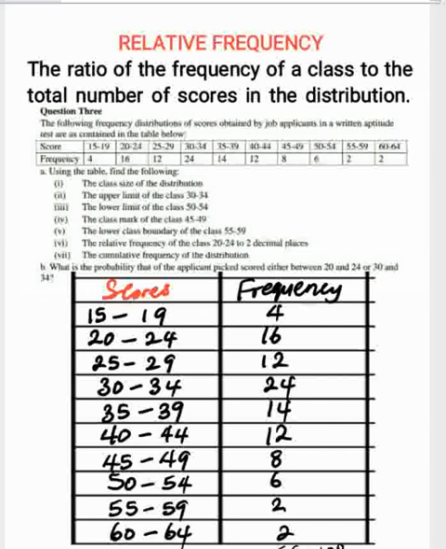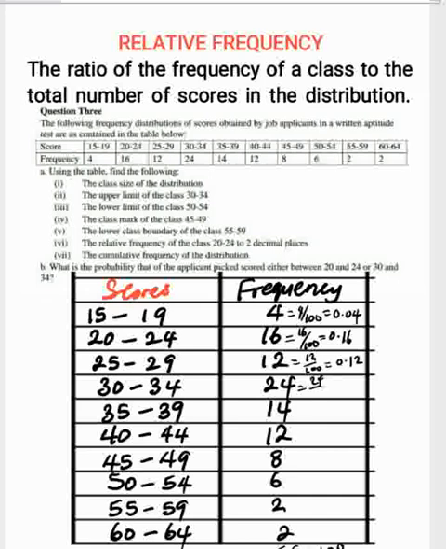To determine the relative frequency of each of these classes, what we need to do is to divide the frequency of that particular class by the total frequency, that is the total number of data in this distribution. So we simply say 4 over 100 for this, and this will give 0.04. For this, we're going to have 16 over 100, which should be equal to 0.16. Then we have 12 over 100. This will be equal to 0.12.